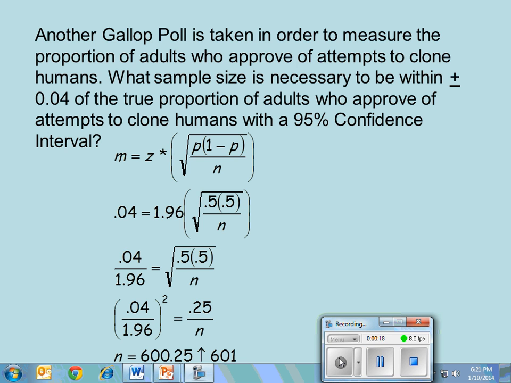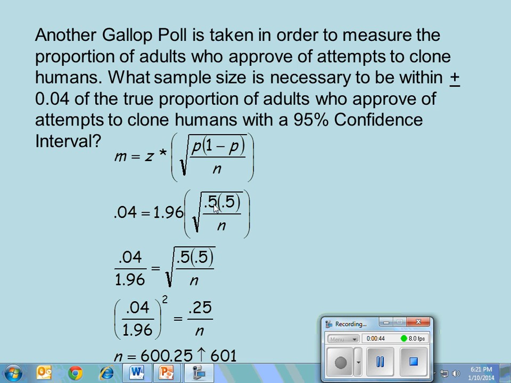What sample size is necessary to be within plus or minus 4% using a 95% confidence interval? So again, we had to use margin of error. We don't know what p hat is. We're going to use p hat as the worst case scenario. That's why we have here our 0.5, our 50%. So again, we're using the worst case scenario so that our standard deviation is the highest it could be.